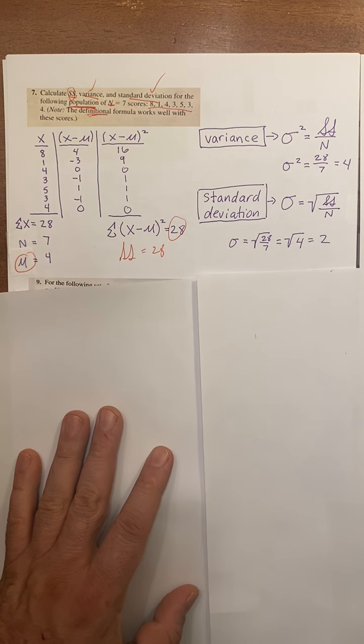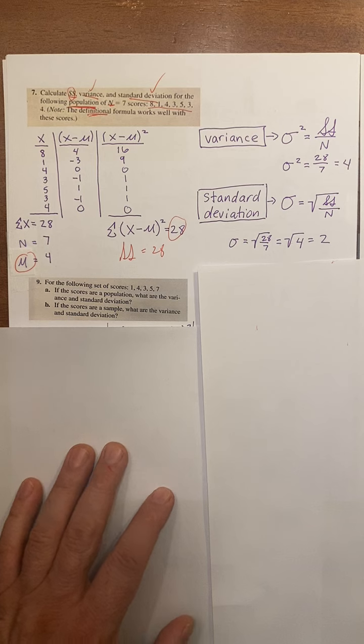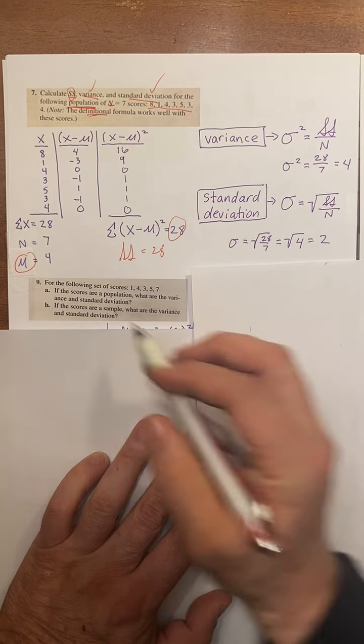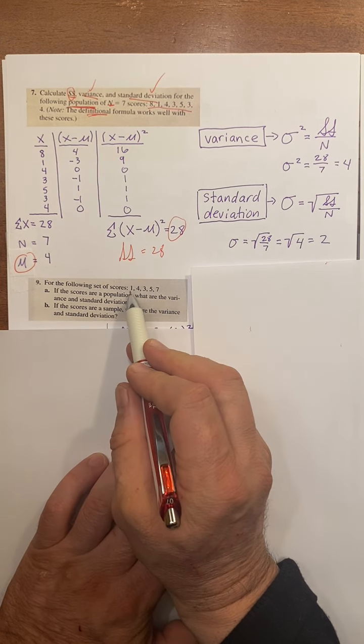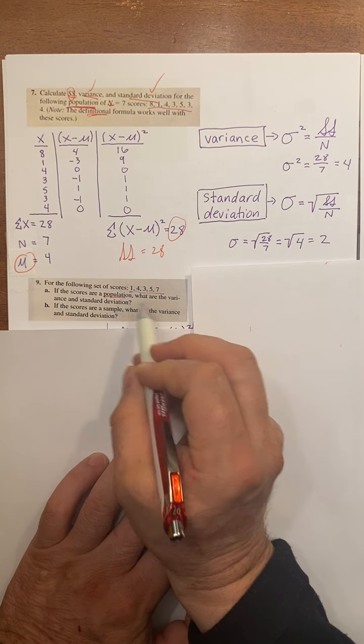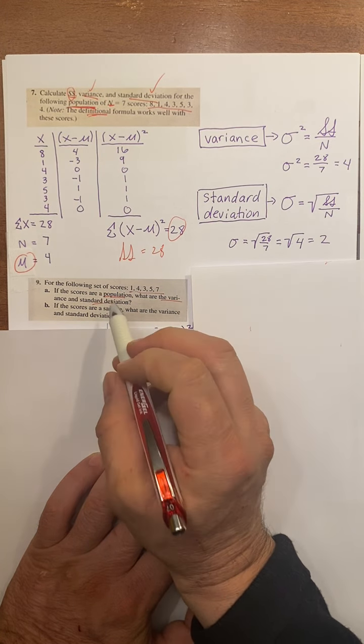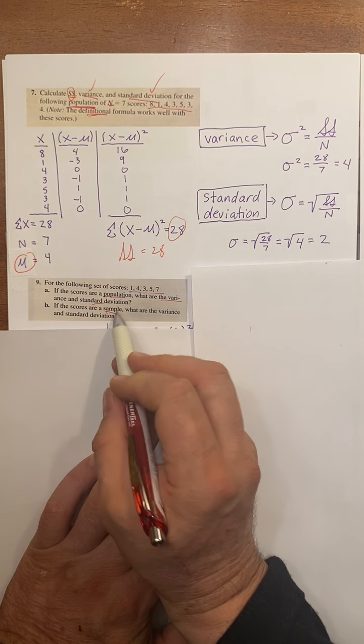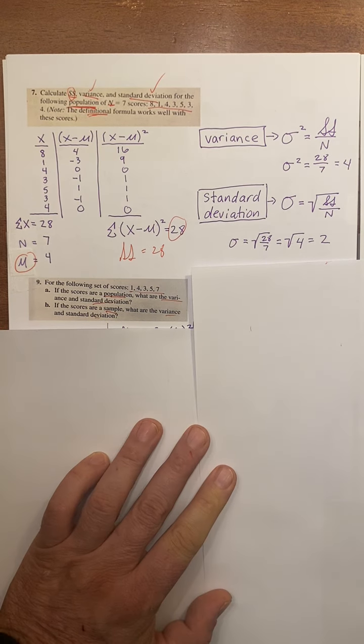And that means that we can move on to the next question, which says, for the following set of scores, right? So for these scores here, if the scores are a population, what are the variance and standard deviation? And then if the scores are a sample, what are the variance and the standard deviation?